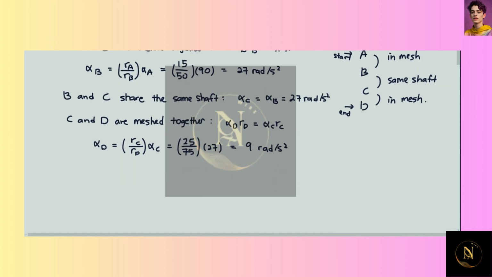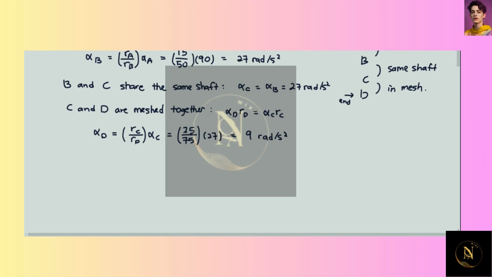And then we also need the final angular velocity of gear D. It is given to be 600 rpm. Convert this into radians per second, we have 20 pi.